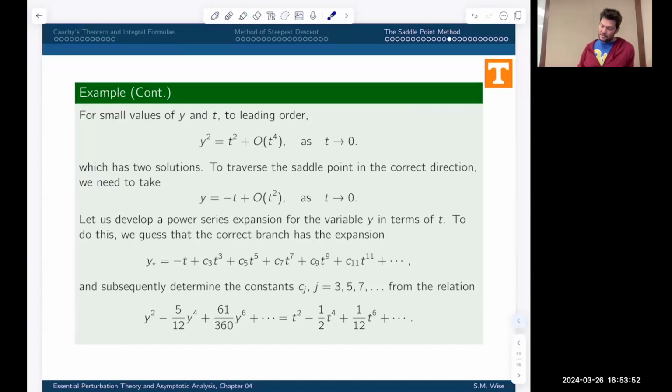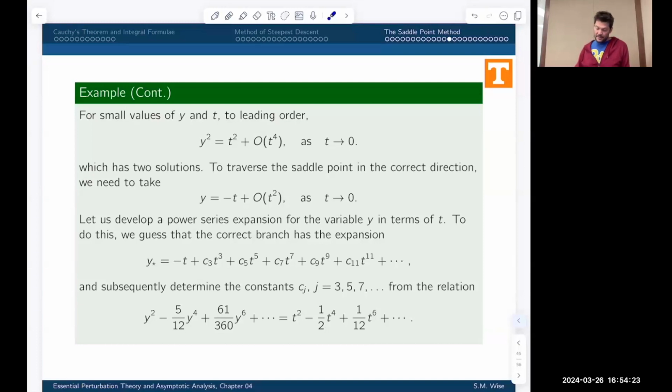All right, so to traverse this in the correct direction, let's take the square root of both of these. So we either have y to leading order going to be t, or y to leading order minus t. Well, we already know what the correct one should be. We want the negative slope. So y to leading order should be minus t plus order t squared. Does that make sense to everybody? And it looks like it's true from the picture. You have a slope of basically -1.